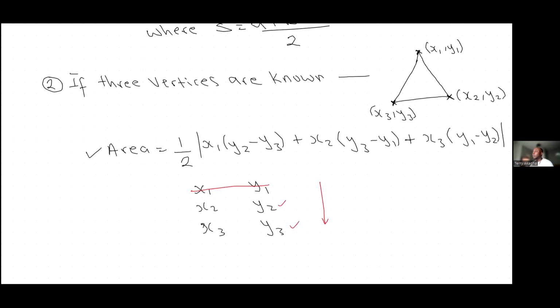Then, when you're done with that, you go to the next one, which is going to be x2. You cancel x2 and y2. The next one is going to be y3 minus what? y1. Is that making sense? Then you go to the next one, x3, you cancel x3, and it's going to give you y1 minus y2. So it's a quick way for you to remind yourself on how to solve this, okay?